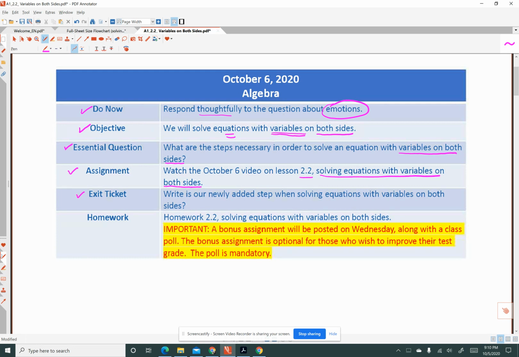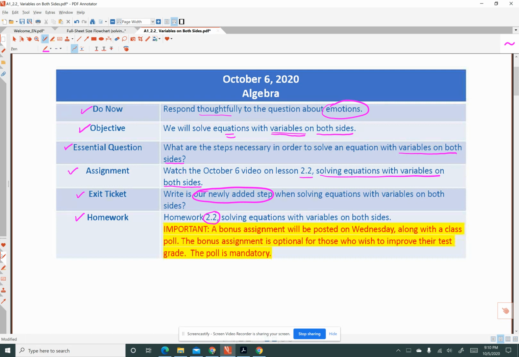For our exit ticket, we want to focus on our newly added step. So what is our newly added step that we need to do when solving equations with variables on both sides? And for homework, we'll do that related homework, solving equations with variables on both sides.